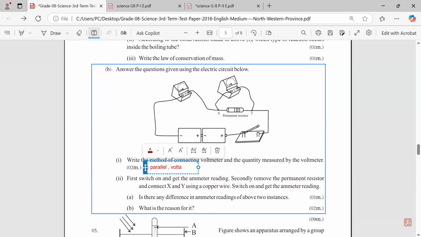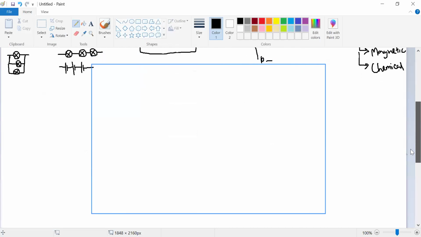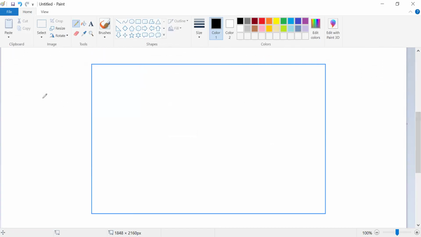Ammeter? Yes, ammeter, right? The quantity measured by the voltmeter is voltage. So these two words must be mentioned. I'm going to give you all a short note that you all have to know.